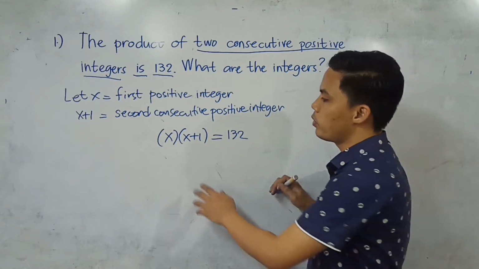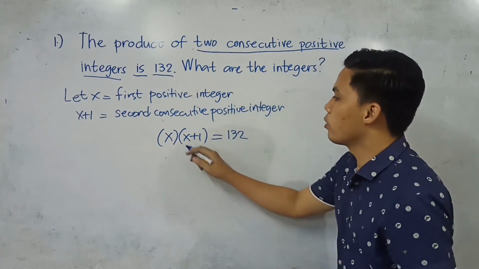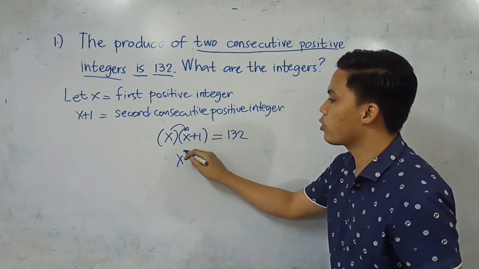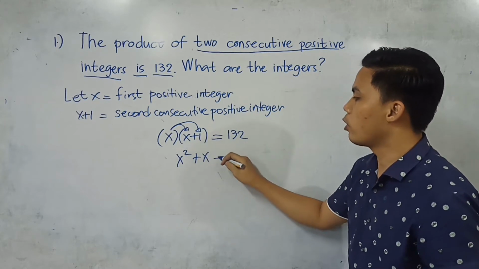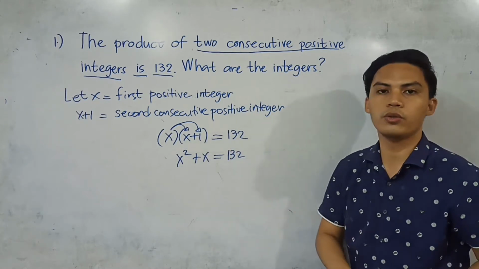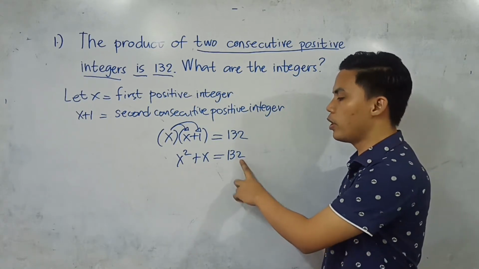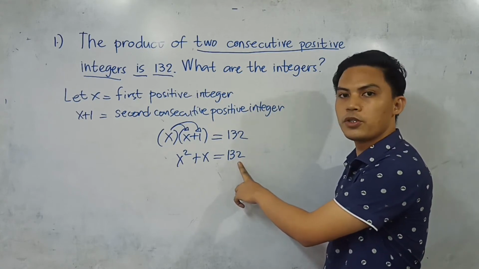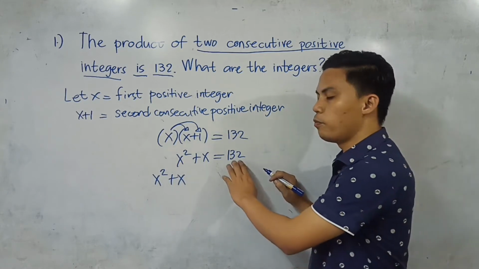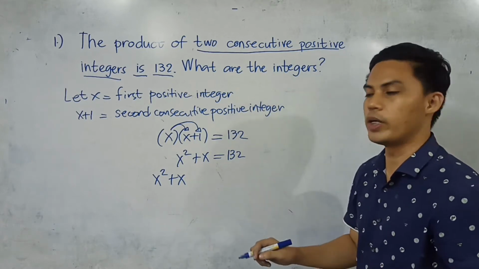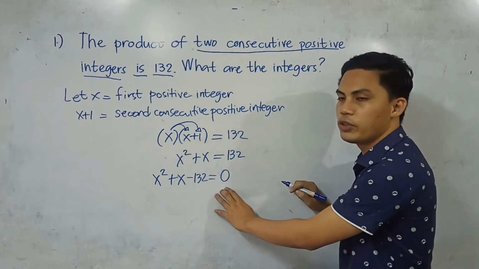Okay. So, since product, we need to distribute x sa x plus 1. So, x times x, you will have x squared. X times 1, you will have positive x is equal to 132. Now, we need to look for the value of x. To look for the value of x, we need to transpose 132. So, it will become x squared plus x. Yung positive 132 ngayon, magiging negative 132. Ililipat natin siya sa kabilang side ng equation. Is equal to 0. 0 na yung natira dito.